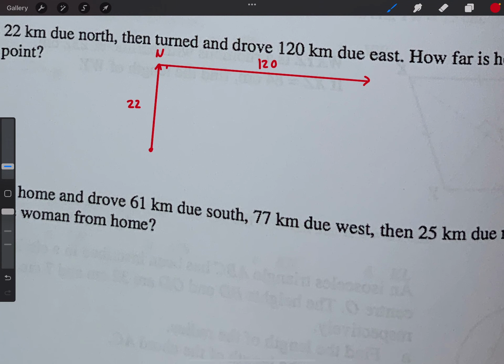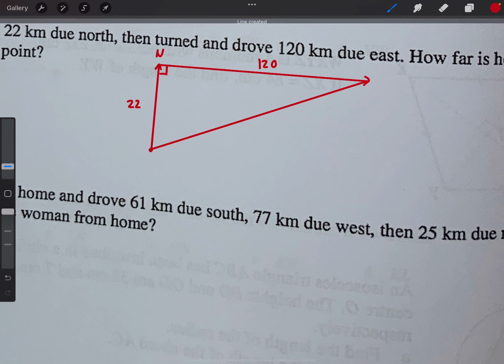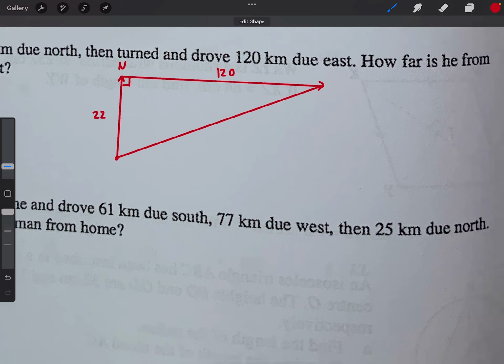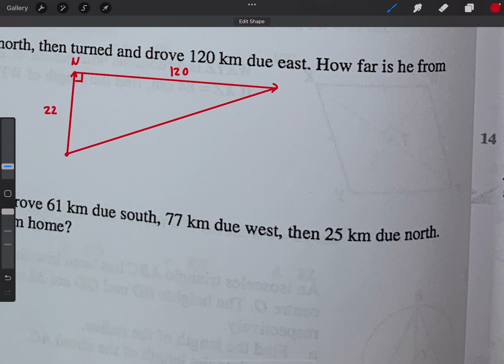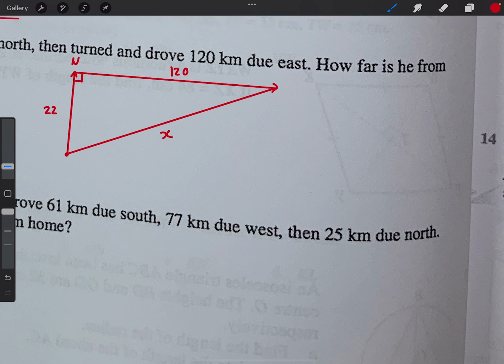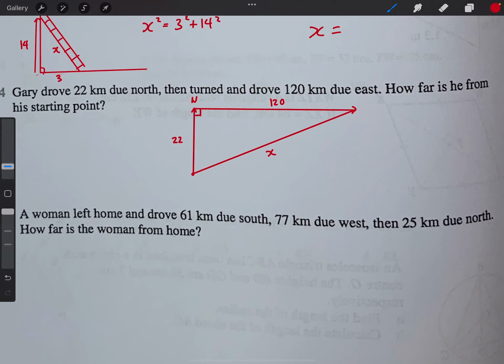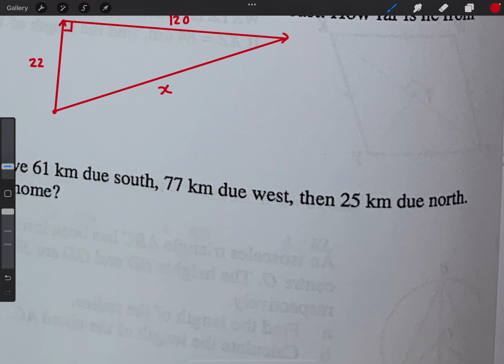Because north and east are 90 degrees with each other, we can make a right angle triangle here and work this out. We want to find this distance x. Whatever x is will be in kilometers because everything else is in kilometers. So we can say that x squared is equal to 22 squared plus 120 squared. I'm just going to do this one real quick.